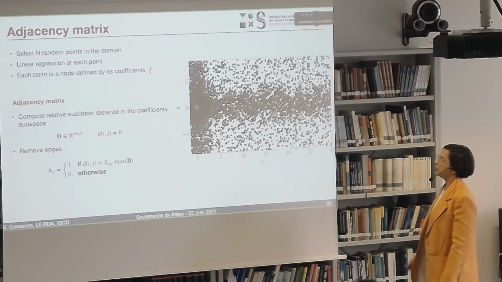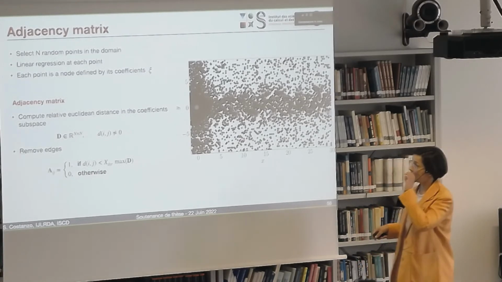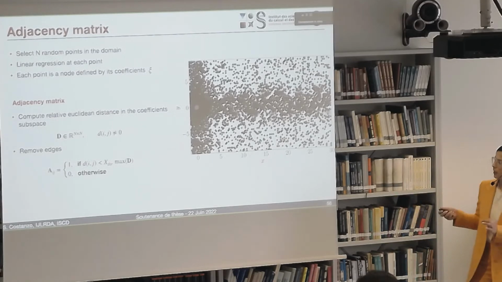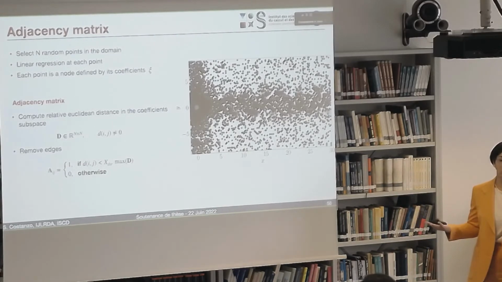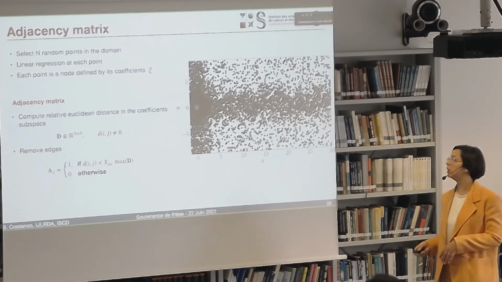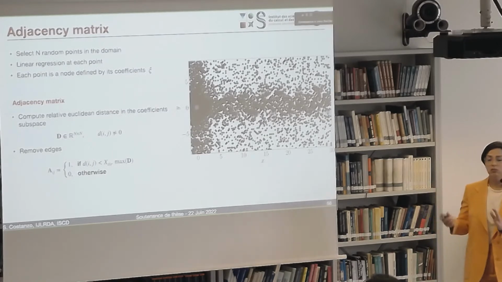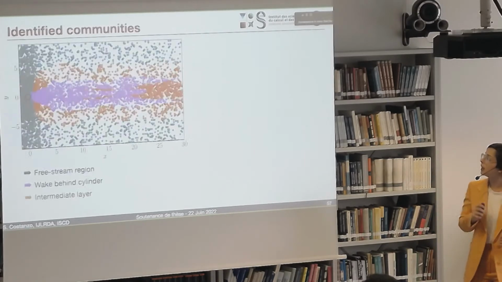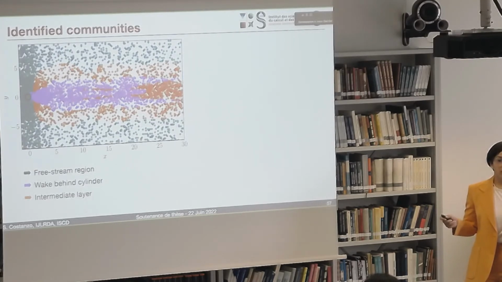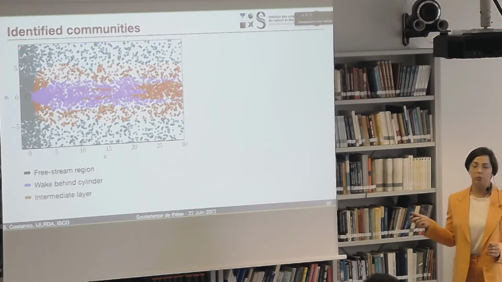We remove edges, introducing a threshold. So we said that two nodes are connected to each other if their distance is smaller than a certain threshold. Otherwise, this is 0. So now we have our matrix A. We give it to the Newman algorithm, and that's what we get at the end, which is very similar to what we got with the K-means, but here we are solving an optimization problem.